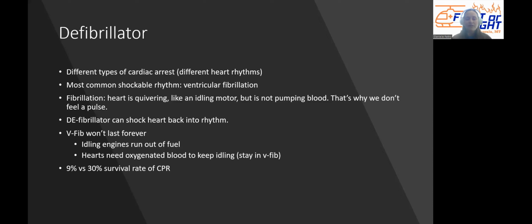So when you hear us hounding you about continuing chest compressions, never stop, only stop briefly for breaths, don't stop for a pulse check and everything, just remember anytime you're not doing chest compressions, that idling motor is running out of gasoline and it could stop at any second.